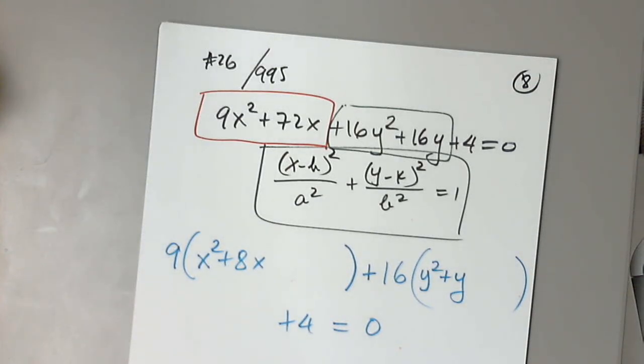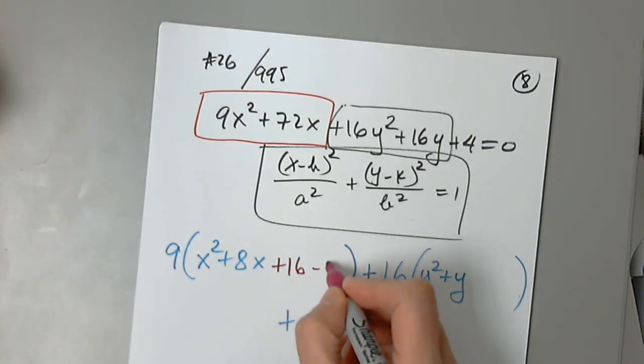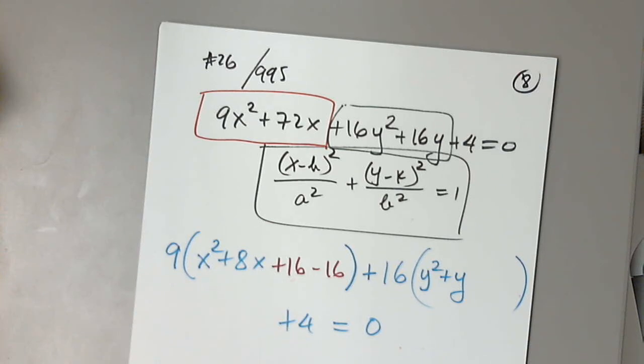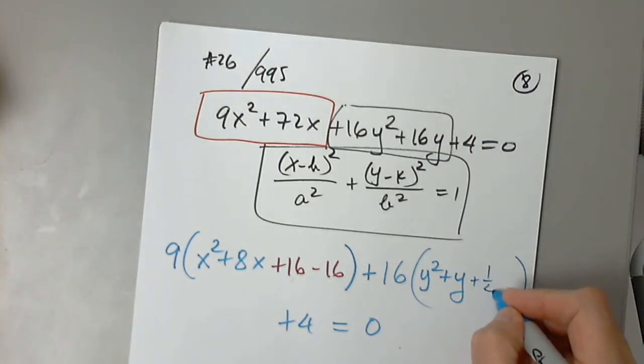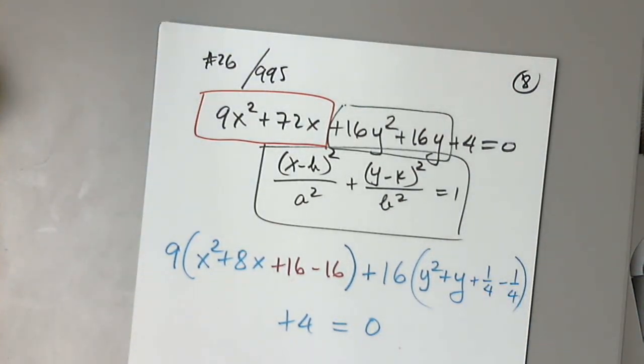Now I need to complete the square. The middle coefficient is 8, divided by 2. I get 4. Square 4. What do I need to add? 16. But I cannot simply add 16 without subtracting 16. I am allowed to add 0. By adding 16 and subtracting 16, I'm adding 0. No deal. No change. Okay, so now let's see, the middle coefficient for y is 1. I divide that by 2. I square 1/2. What do I get? 1/4. So I'm going to add 1/4 and subtract 1/4. No deal. I am giving you a quarter and I'm taking half.